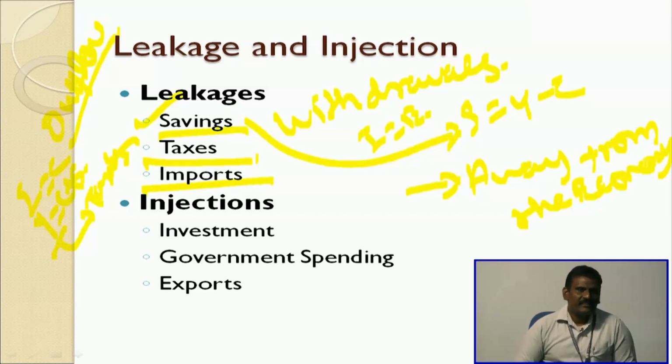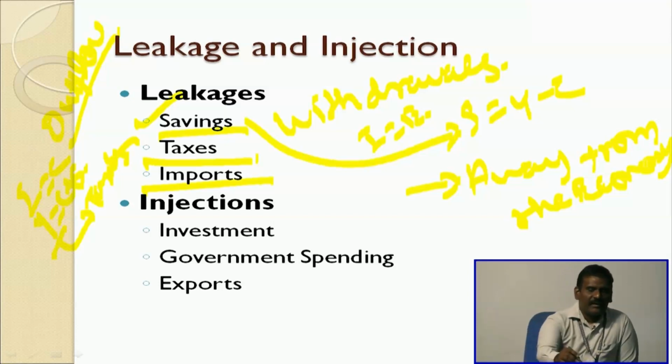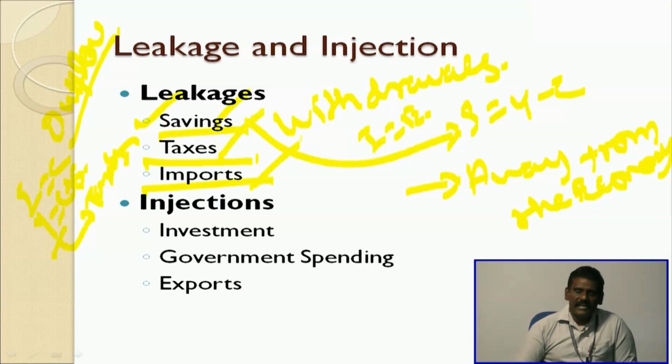When there is no leakage, it means there is no flow of funds away from the economy. If the flow of funds is away from the economy, we will consider it as a leakage, a withdrawal, or a kind of outflow of money from the sector. So, these three, savings, taxes and imports, we consider as leakages.